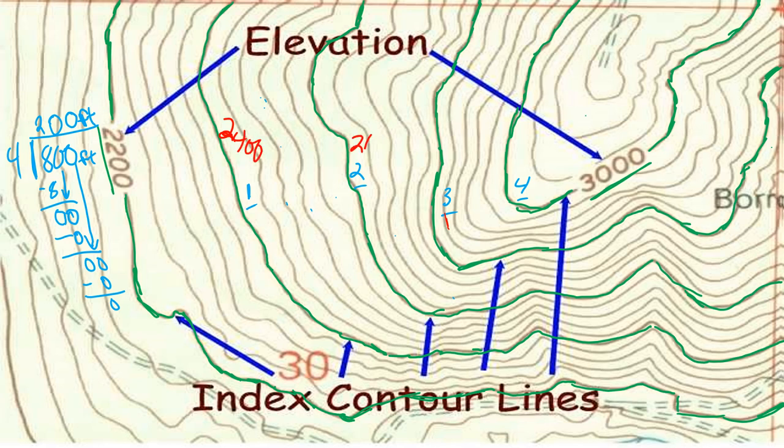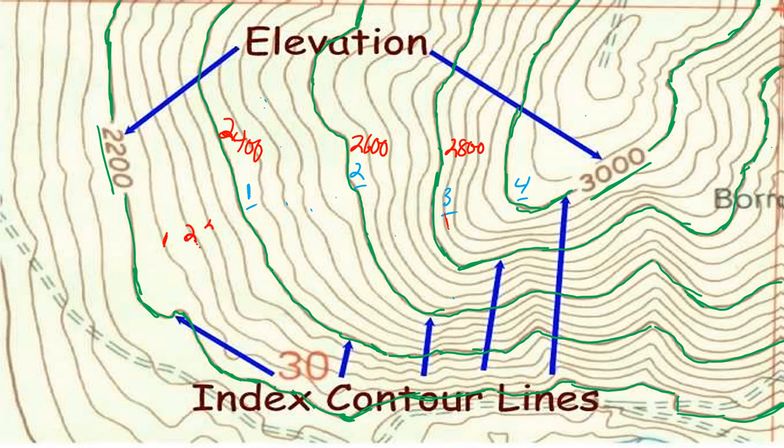So it would be 2,600, 2,800, and finally 3,000. And now we could find out what the contour interval is for these lines. And so we have one, two, three, four, and five.